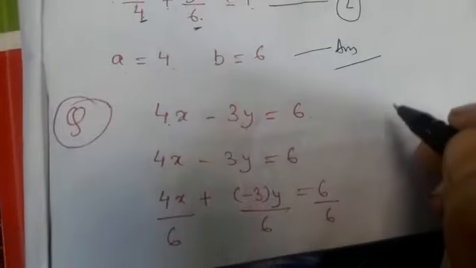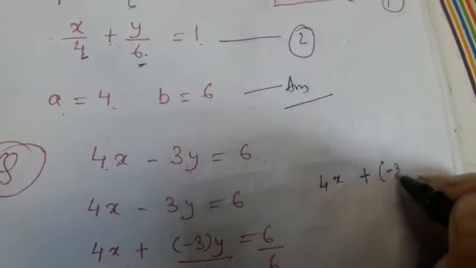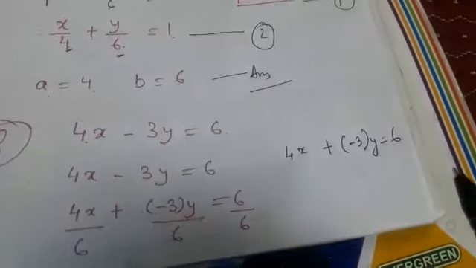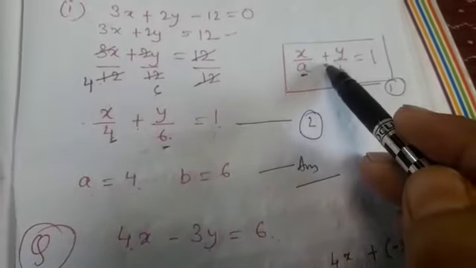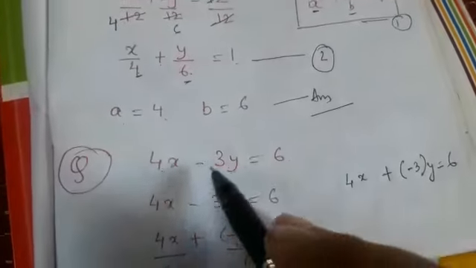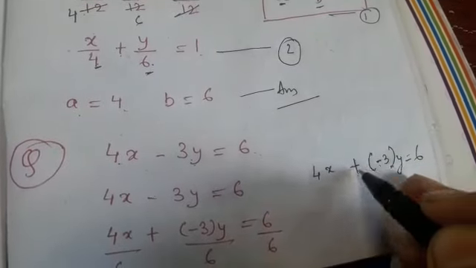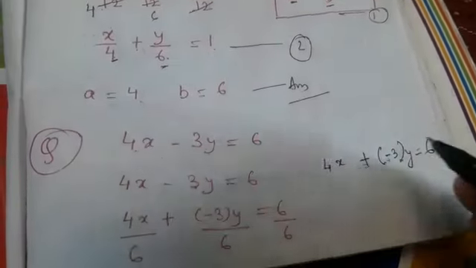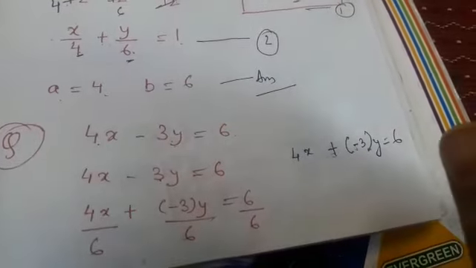Now we can write this line as 4x plus minus 3y equal to 6. We can write it in this manner because in the intercept form we need a plus in the middle. So to bring a plus sign, we are writing plus of minus 3y, because plus and minus will give you minus 3y only, so there will be no difference in the meaning. Fine. Now the question has been arranged with x and y on one side and the constant on the other side.